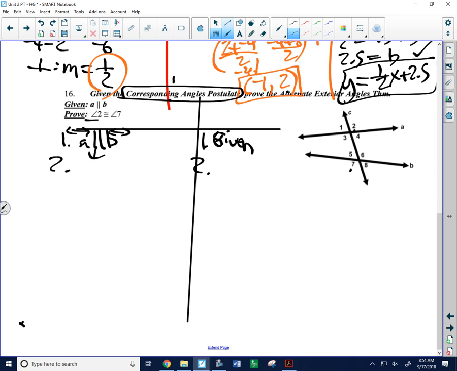I'm going to pick one that involves 2 or 7. And so I'll just pick 2. So I could have chosen 7, and it would have been 3 and 7. I chose 2, though, and so it's 2 and 8. I got that wrong. Sorry, 2 and 6. 2 and 6 are corresponding. Sorry about that. We use that postulate right there, corresponding angles.